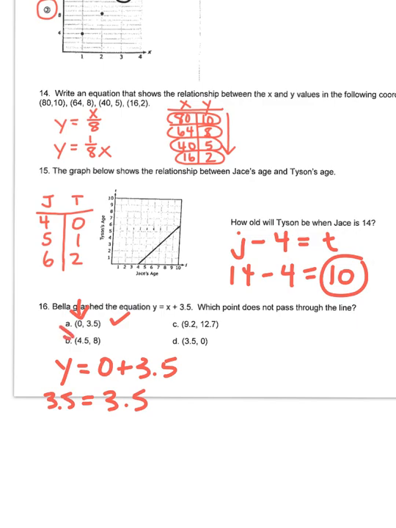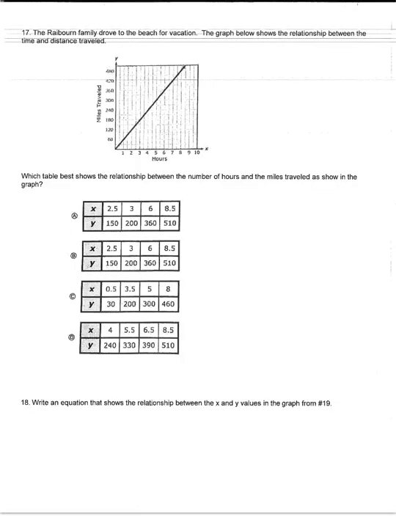So if I take 4.5 and add 3.5, I get 8. If I take 9.2 and I plug it in my equation and I add 3.5, I get 12.7. So apparently this one's wrong, because if you substitute 3.5 for x and add another 3.5, it says I'm supposed to get 0. That's not going to happen. So D is the problem. All right.